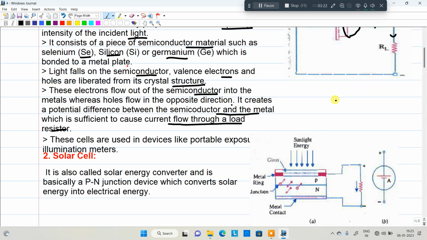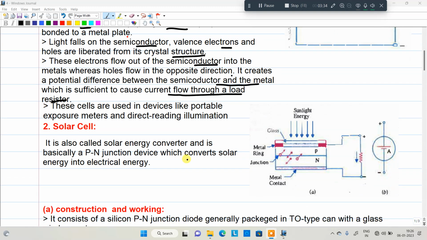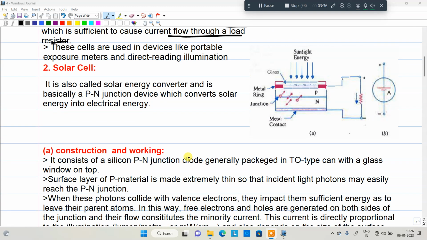Now these cells are used in devices like portable exposure meters and direct reading illumination meters, etc. So next we are moving to the solar cell. The solar cell is also called a solar energy converter. That means solar, that is sunlight energy, is converted into electrical energy. Okay, that's why it is a solar energy converter.